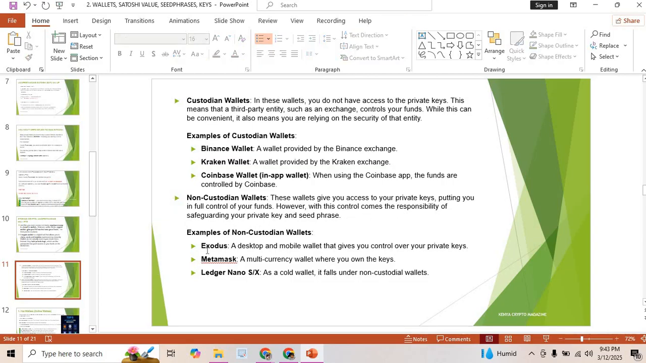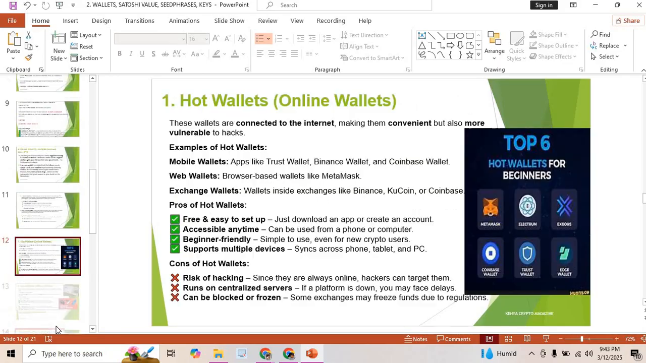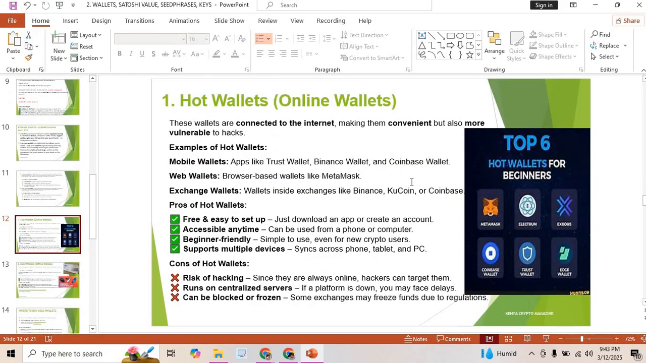So examples of non-custodian wallets, we have Exodus, MetaMask, the Ledger Nano X, and all those. The Exodus and the MetaMask are actually hot wallets. Then Ledger Nano X is a cold wallet. But don't worry, we are looking at that in the next slide. So let's look at what hot wallets are. Remember, hot wallets, cold wallets and paper wallets are under non-custodian wallets. Someone remind us what we mean by non-custodian.